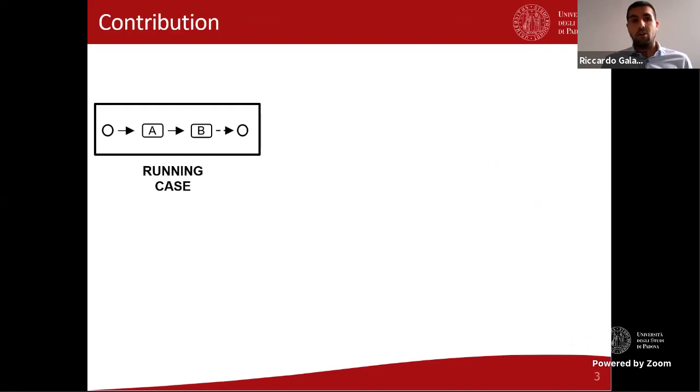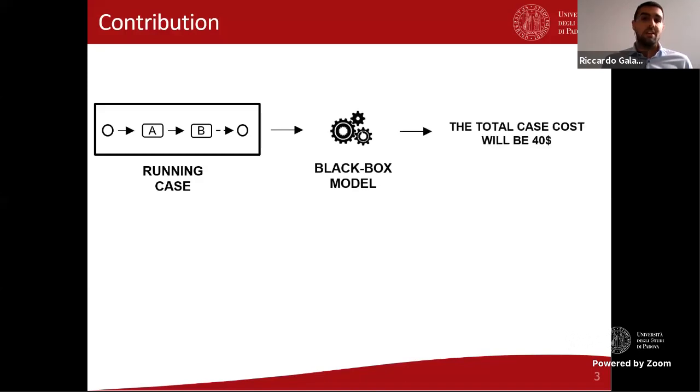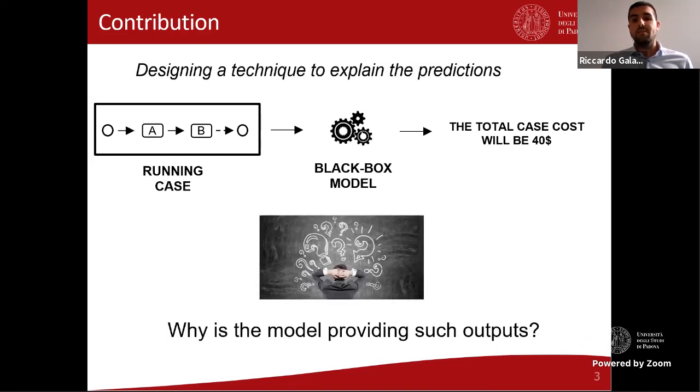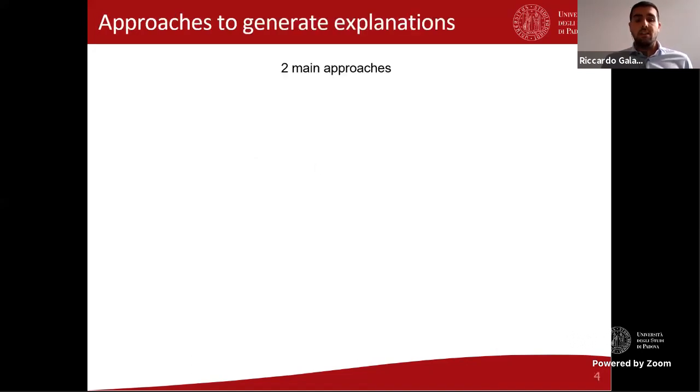So starting from, for example, a running case, we fit this data inside our black box model, and then we get a prediction like the total case cost will be $40. The problem is, why is the model providing such outputs? We actually don't know. And this paper proposes a possible approach to deal with and to solve this problem. In these years, two main approaches have been proposed to solve this explainability problem.